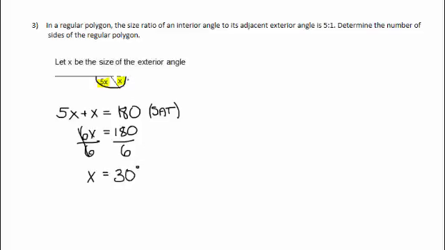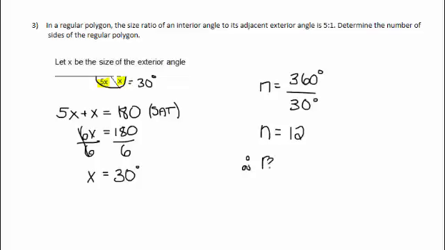Now we know that the exterior angle of this regular polygon is actually 30 degrees. To find the number of sides, we do what we did in the questions before. The number of sides is going to equal 360 degrees divided by 30 degrees. So our n equals 12. Therefore, this is a regular dodecagon or a 12-gon.